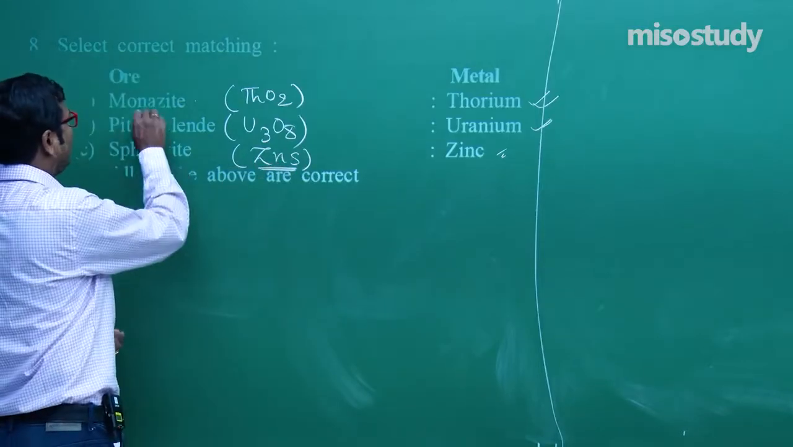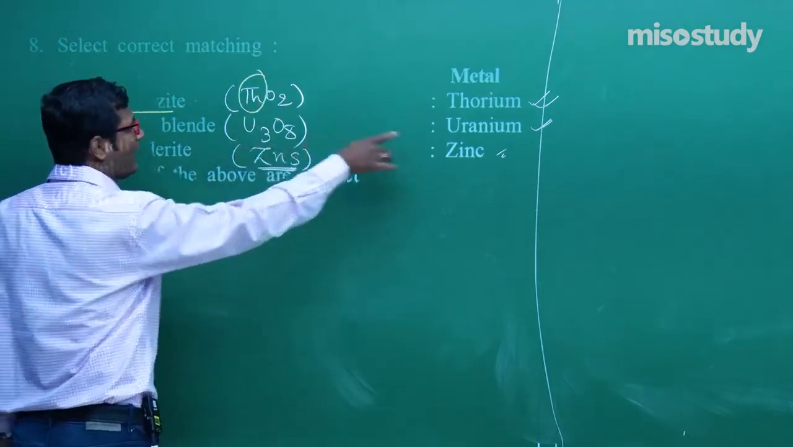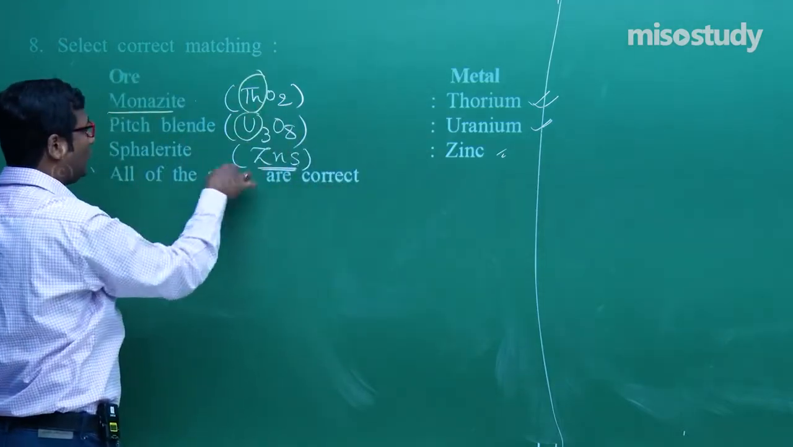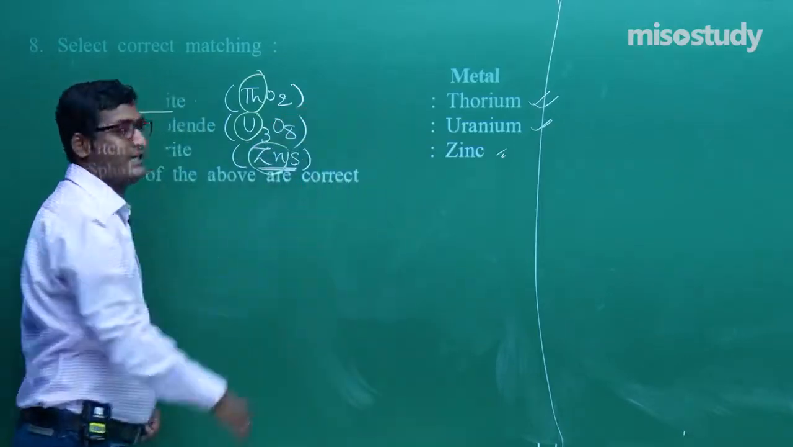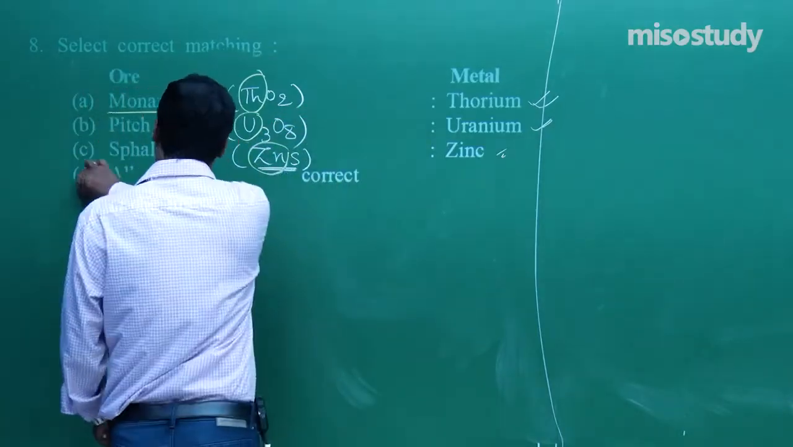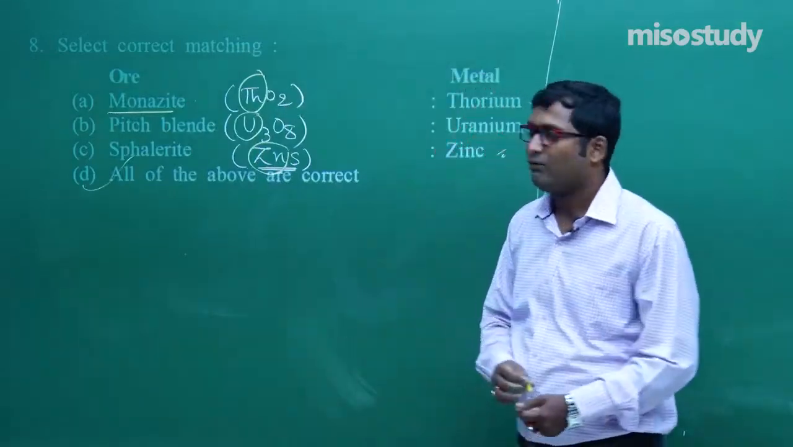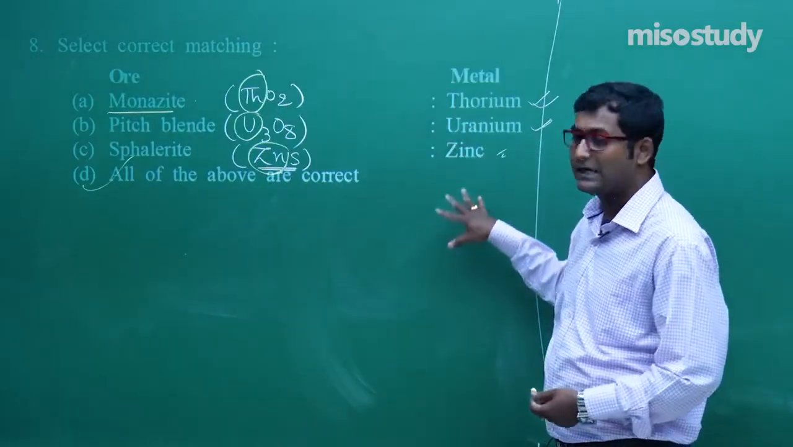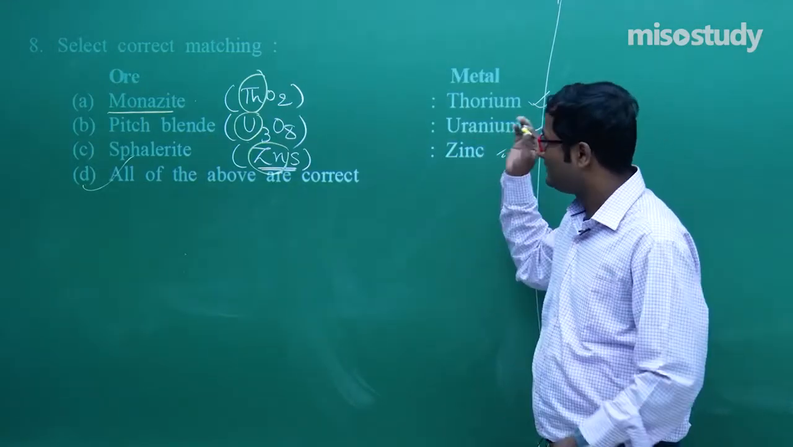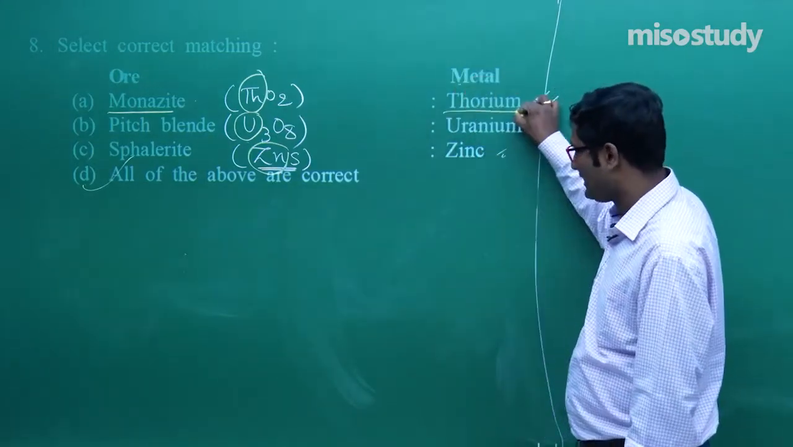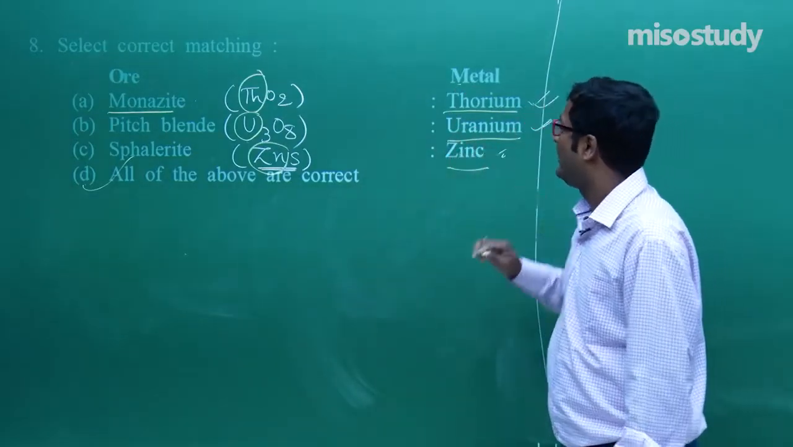Now look at, in monazite, that is thorium. Here look at uranium. Here look at zinc. So these are correctly matched. So we can say for this D is the correct option. What I'm telling, for this they are completely matched. And now we can say in these compounds, the first one contains thorium, the next contains uranium, and the last contains zinc.